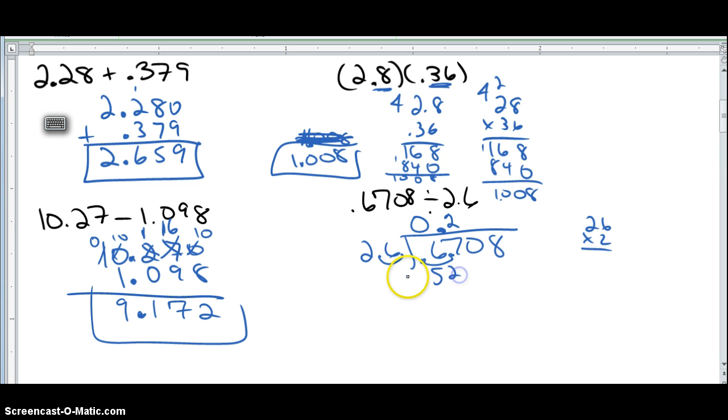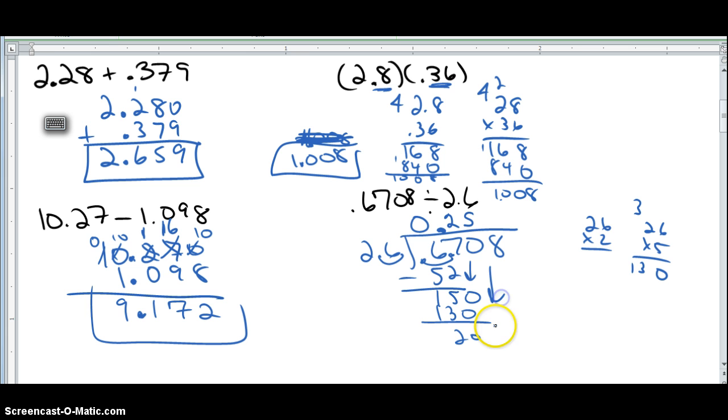So I'm going to subtract 52. What is that? Bring down my 0. 26 looks like maybe it goes in there, I don't know, 5 times. So what is that? 30, that's 130. So I'm going to put my 5 above there and subtract 130, and I get 20. And I'm going to bring down my 8.